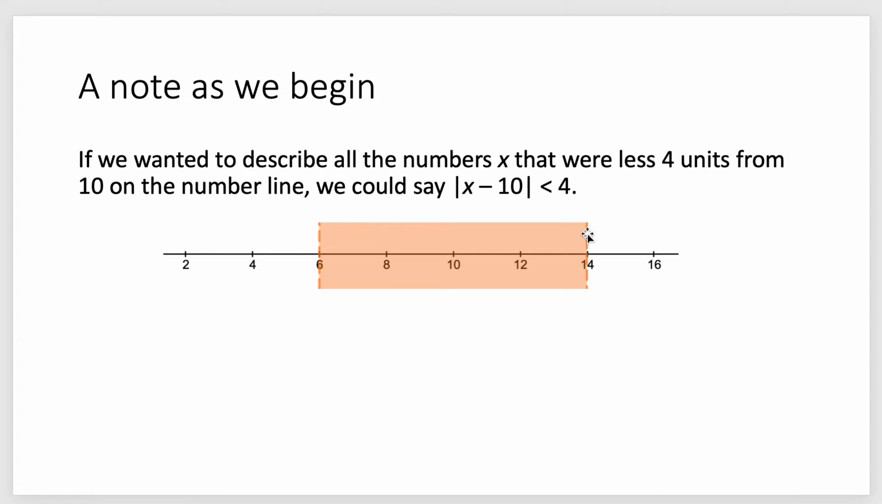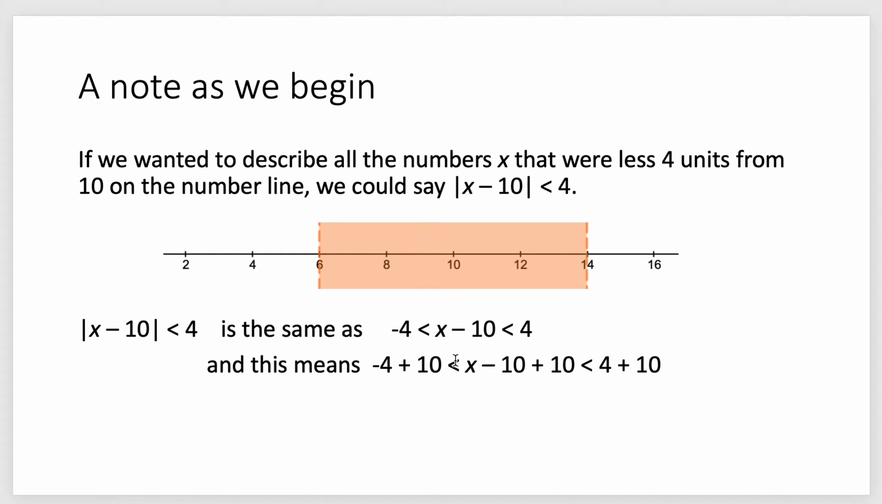Also, we can do some algebra. We're going to have to do that today. Algebraically, we could say the absolute value of x minus 10 is less than 4 is the same as saying x minus 10 is between negative 4 and positive 4. I'm just taking this 4 and making it positive and negative, and putting x minus 10 in between those two. If I want to get x by itself in the middle, I can add 10 to all 3 places: negative 4 plus 10, x minus 10 plus 10, and 4 plus 10.